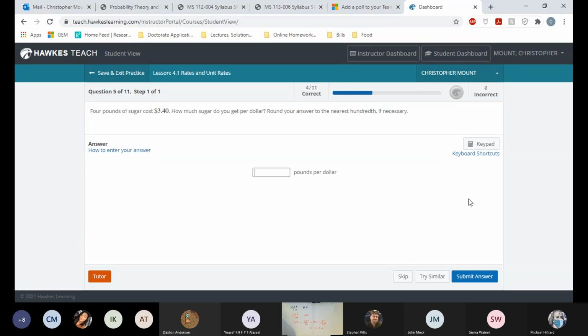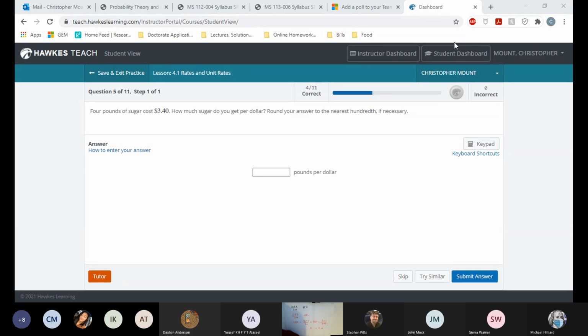4 pounds of sugar cost. All right, so this one, 4 pounds of sugar costs $3.40. How much sugar do you need, or do you get per dollar? This is a straight up unit rate problem. They're giving you a rate of 4 pounds per $3.40.